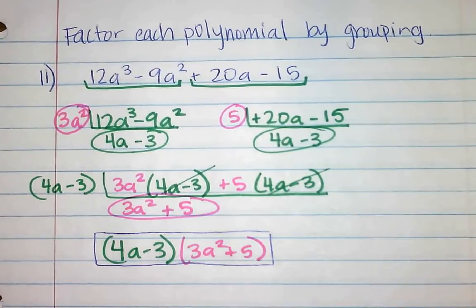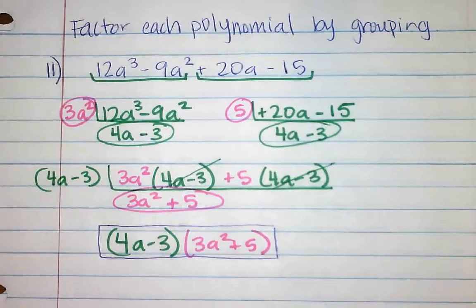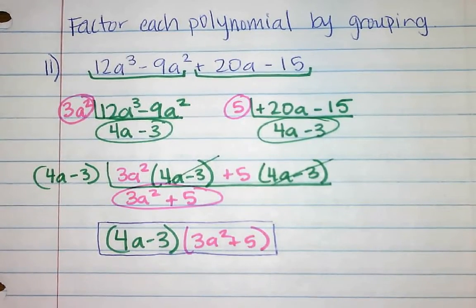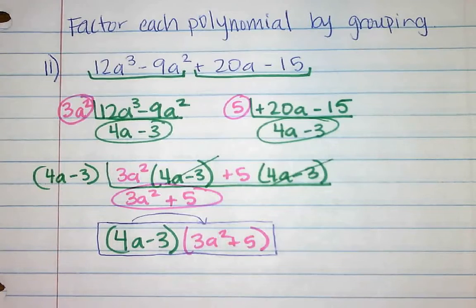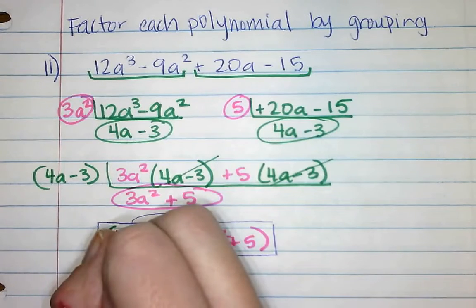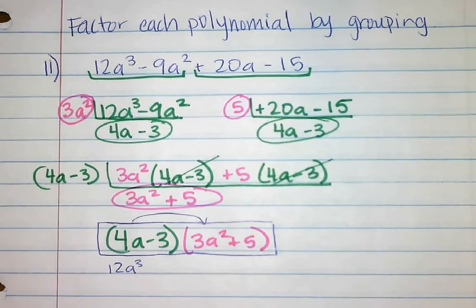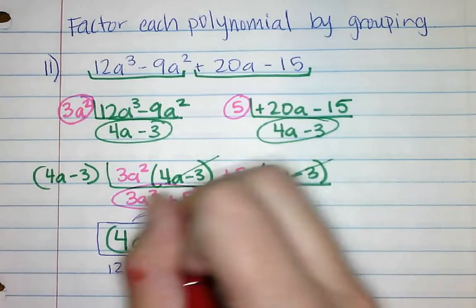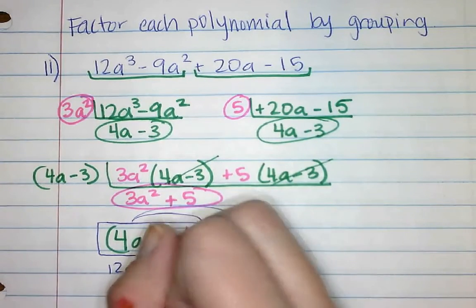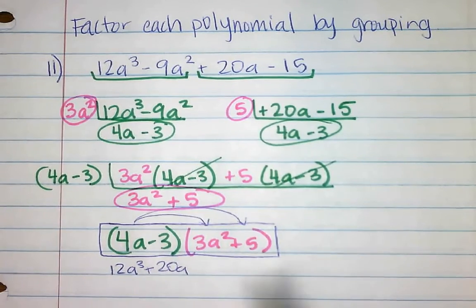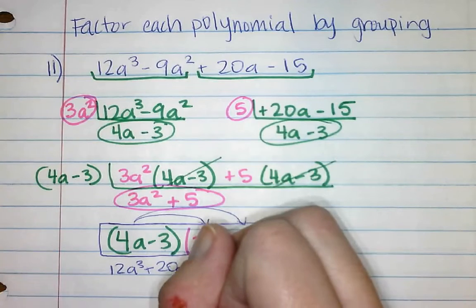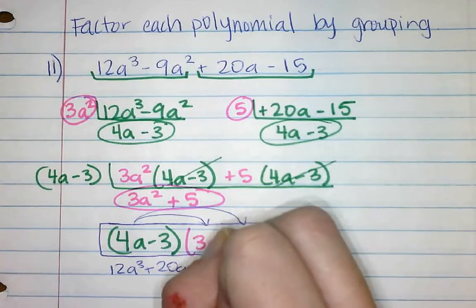We do 4a times 3a squared. That's going to give us 12a cubed. Looking good so far. 4a times 5, which gives us 20a. All right. We're a little out of order, but that's okay. Negative 3 times positive 3a squared is negative 9a squared. Once again, we're a little out of order, but we should be all right. And negative 3 times 5 is negative 15.